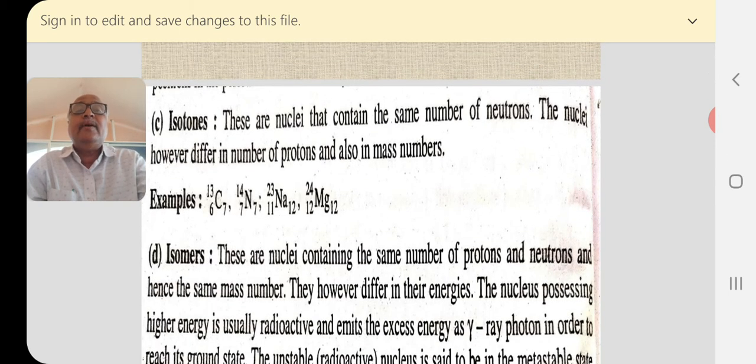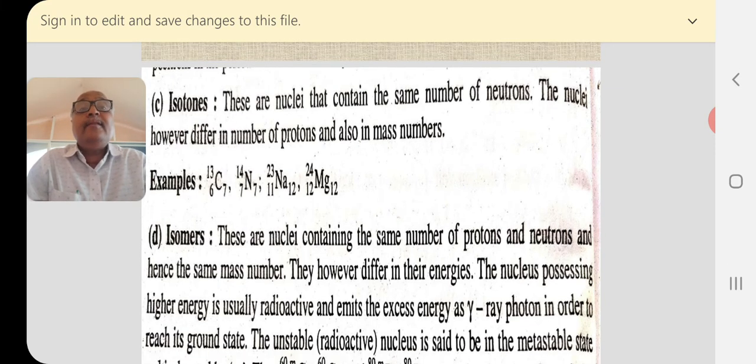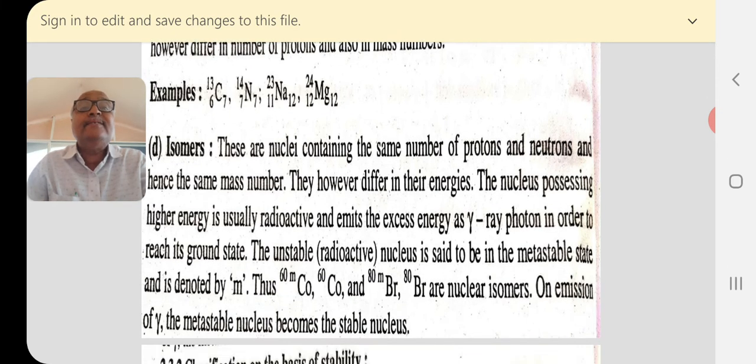Now next, the third one, isotones. These are nuclei that contain the same number of neutrons. The nuclei, however, differ in the number of protons and also in mass number. For example, carbon 13, nitrogen 14, sodium 23, magnesium 24, with atomic numbers carbon 6, nitrogen 7, sodium 11, magnesium 12. The mass number and atomic number are different, but in all these nuclides the number of neutrons is the same: 7, 7, 12, 12.